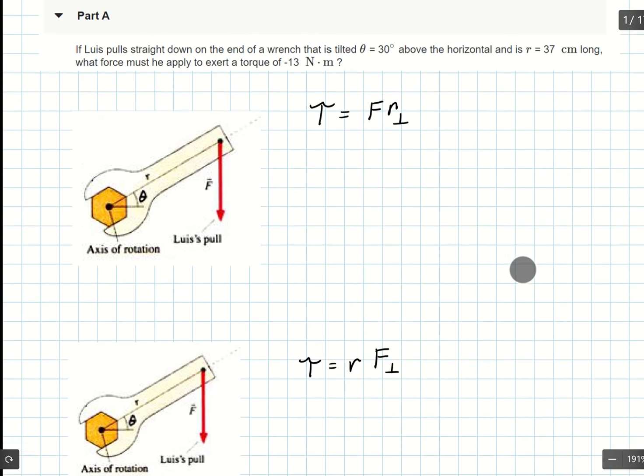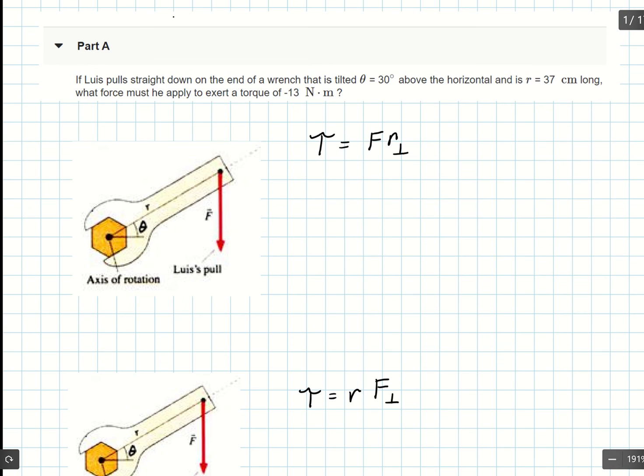Okay, so let's get into the details of the problem. Luis is basically exerting a force on some wrench that's some distance from the axis of rotation. So let's draw our r vector, which r doesn't stand for anything, as you've heard me complain. There's the r vector, and it's a distance or length vector that goes from the axis of rotation to wherever the force is applied.